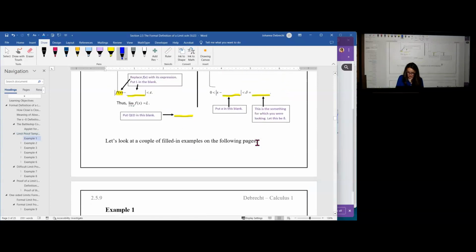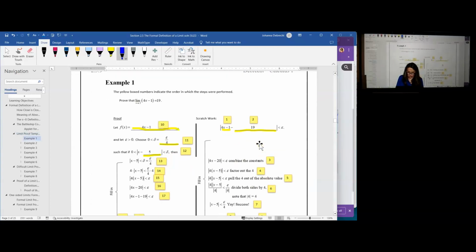Let's now take a look at an example with a linear function, which is probably the easiest one to find the value for. Let's take a look at what it says. The limit as x approaches 5 of 4x minus 1 is 19. Let's identify the different pieces. The a value is 5. The function value is 4x minus 1, and L is 19.